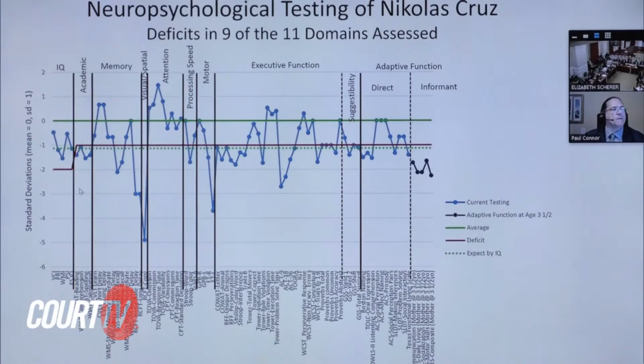Second domain has to do with academics: reading, word pronunciation, basically, reading comprehension, spelling, and math calculation. All of them are below the 1 standard deviation cut point, predominantly in the mildly impaired range, with spelling within the mildly to moderately impaired range. Memory testing is looking at a person's ability to learn and remember information. I assess both verbal and visual spatial. The first half of this, approximately, till about here, has to do with verbal learning and memory.